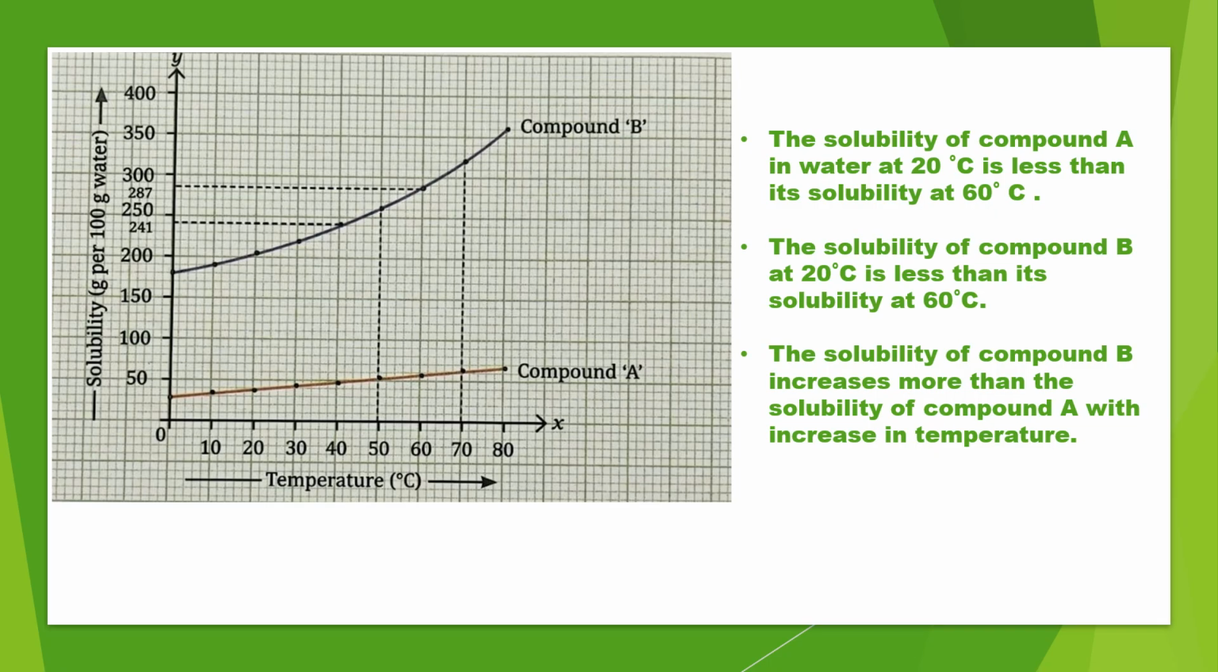This is the graph: temperature and solubility per 100 gram of water. The solubility of compound A in water at 20 degrees Celsius is less than its solubility at 60 degrees Celsius. The lower the temperature, the lesser the solubility. Solubility of compound B at 20 degrees Celsius is less than its solubility at 60 degrees Celsius. The solubility of compound B increases more than the solubility of compound A with increase in temperature.